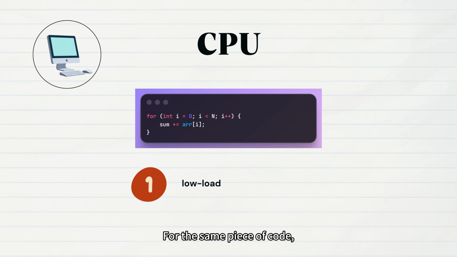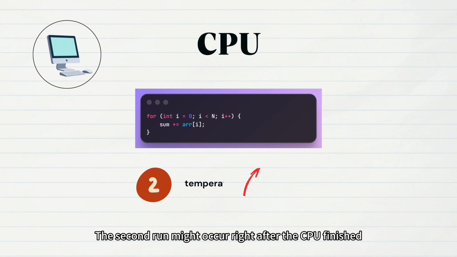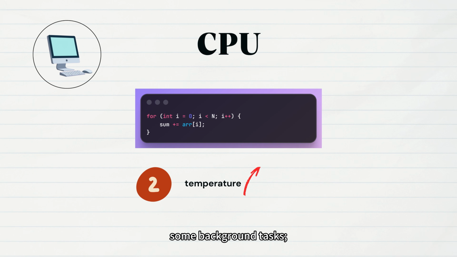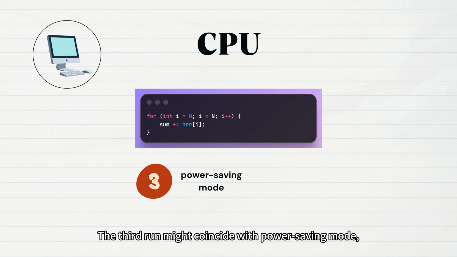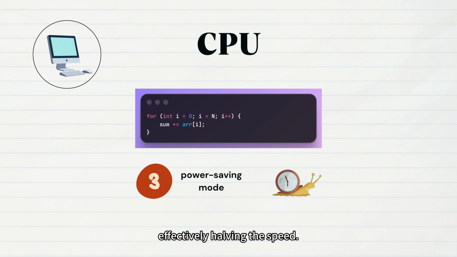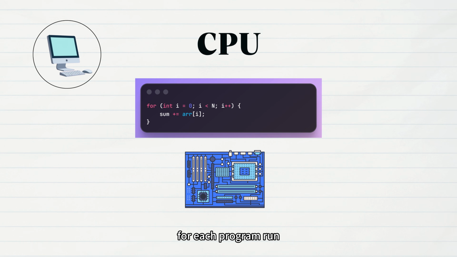For the same piece of code, the first run might happen when the CPU is in a low load state and turbo boost kicks in, making it fast. The second run might occur right after the CPU finished some background tasks, temperature is up and it throttles down. The third run might coincide with power saving mode, effectively halving the speed. This alone means that the underlying hardware speed for each program run is inherently variable. So if you try to use a single runtime as a benchmark, it's invalid from the hardware level alone.